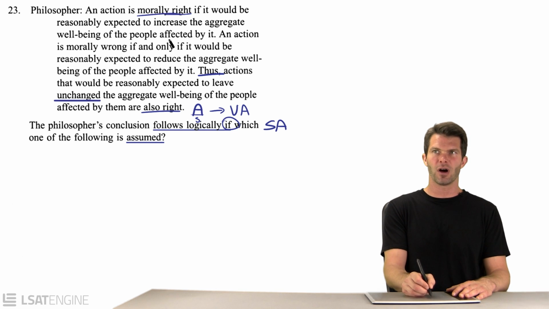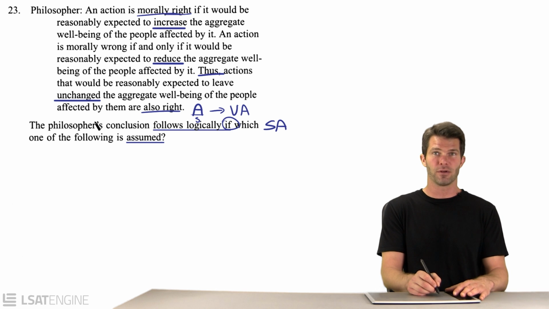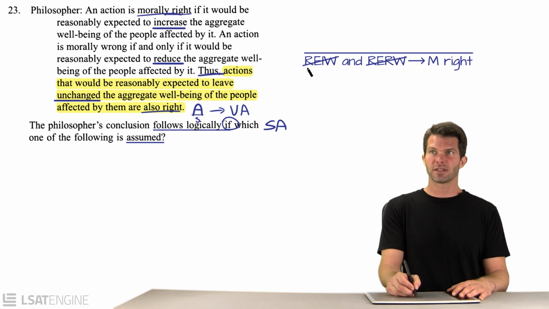And so we're going to talk about things that are unchanged in kind of a weird way, because some of the terms up here are about increasing aggregate well-being or reducing aggregate well-being. And so if it leaves aggregate well-being unchanged, that means it doesn't do either of those things. So essentially our conclusion is saying if it's not reasonably expected to increase well-being, and it's not reasonably expected to reduce well-being, then it must be morally right. This is the whole idea of leaving aggregate well-being unchanged.